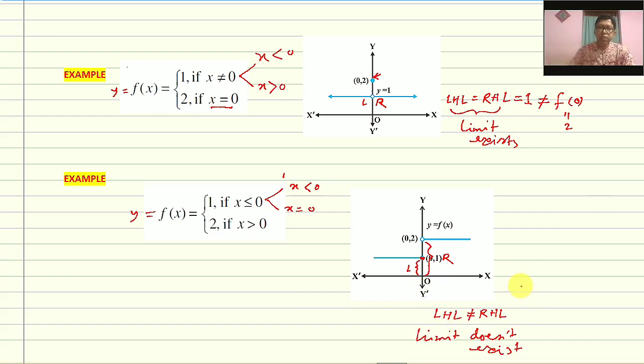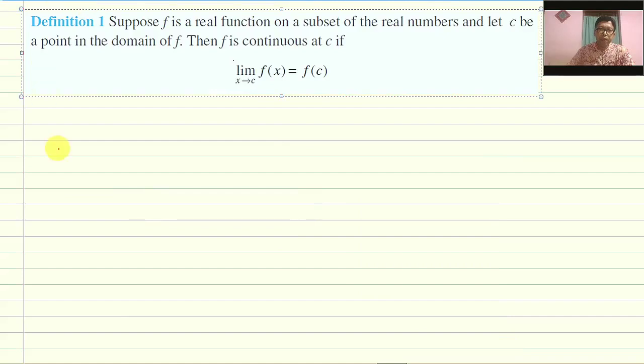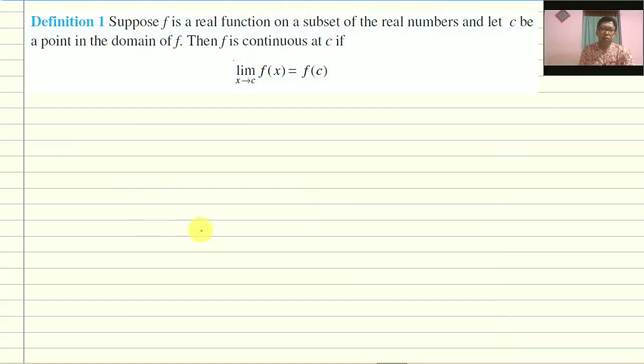Next. This definition is taken from your NCERT book. What is given? Suppose f is a real function on a subset of real numbers. Let c be a point in the domain of f. Then f is continuous at x is equal to c if limit x tends to c of f of x is equal to f of c.